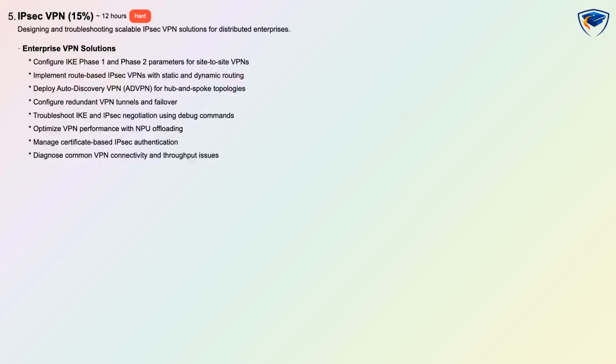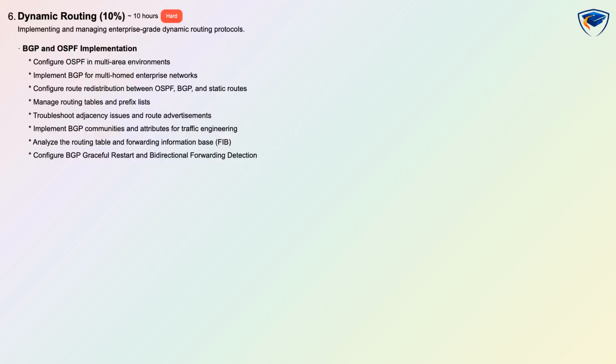Dynamic routing makes up 10% of the exam, is hard, and suggests 10 hours of study with scenario-based assessment. This domain covers implementing OSPF in multi-area designs and deploying BGP for multi-homed enterprise networks, including route redistribution between OSPF, BGP, and static routes.